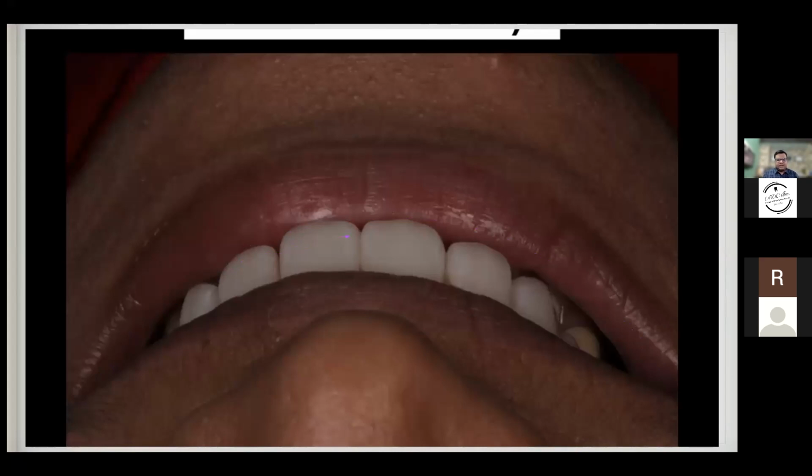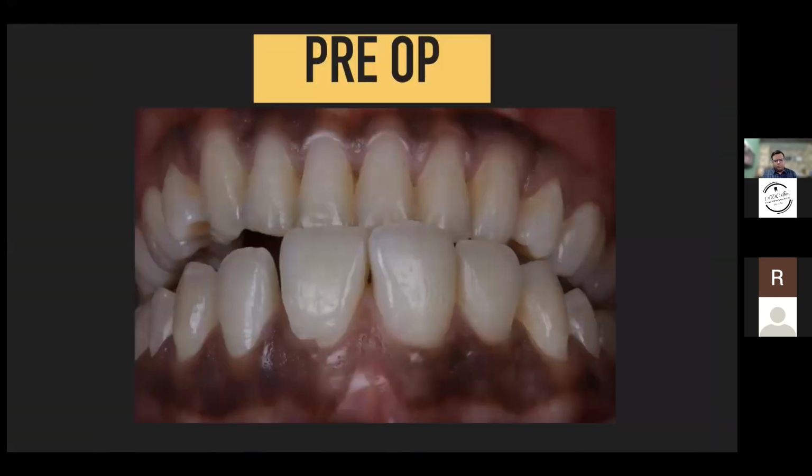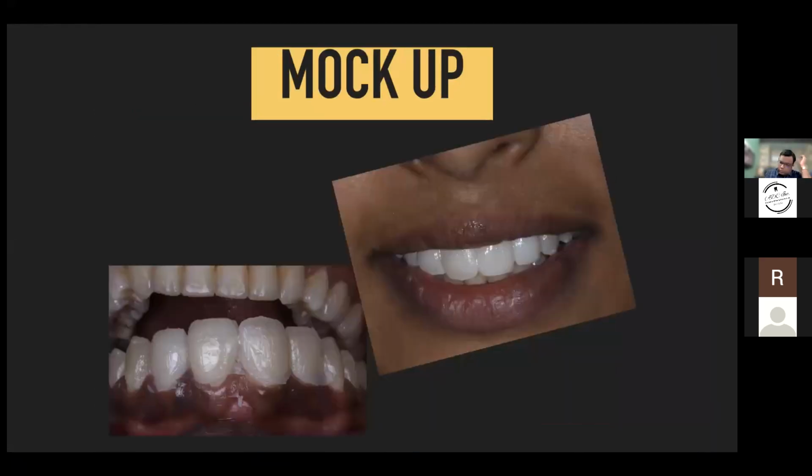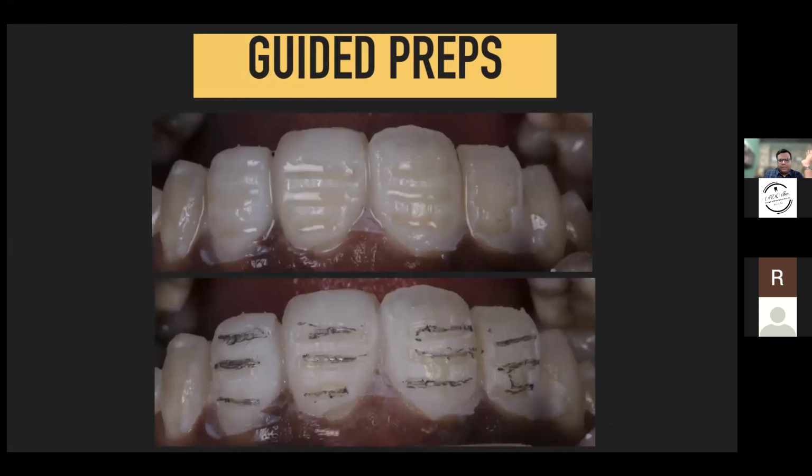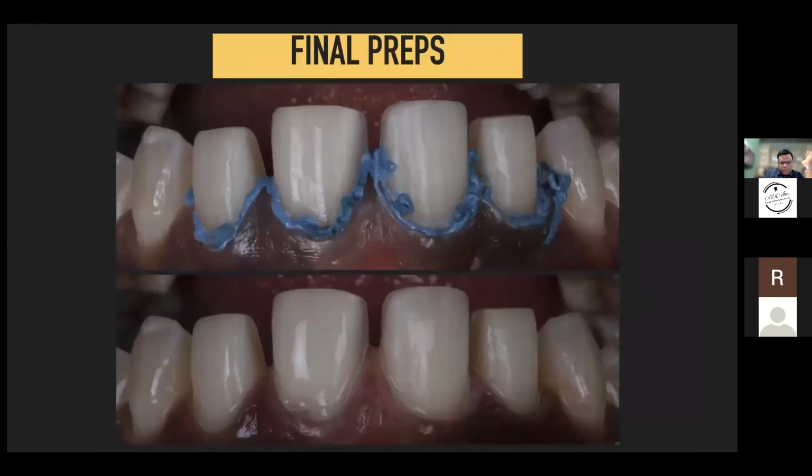Second case, again, failed ortho, or I shouldn't say failed ortho, it's a relapse post ortho where those spacings opened, and the patient did not want ortho. You do a quick mock-up, show the patient the mock-up and start prepping through the mock-up. Look at that. All guided preps through the mock-up. You eventually have to remove very little or no tooth structure sometimes. And in certain areas we've just done no tooth prep there.